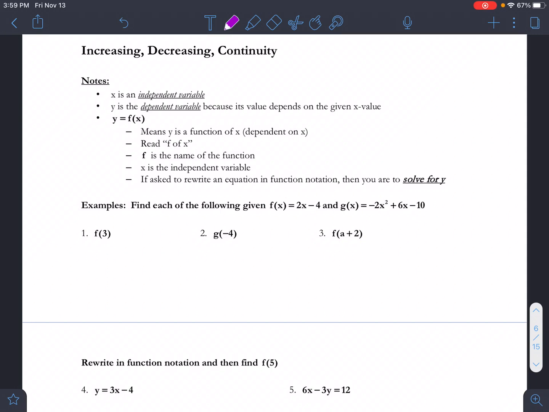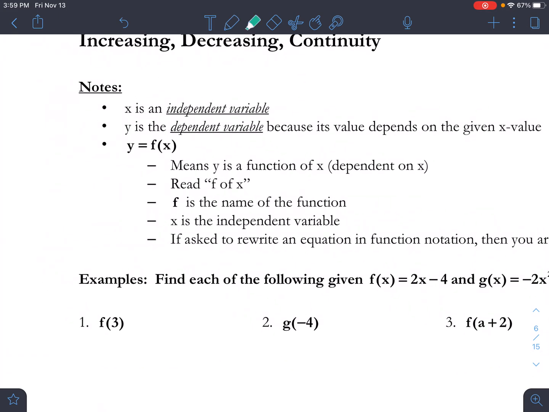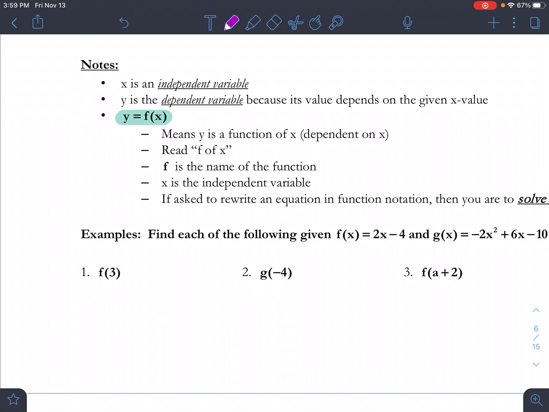Hey everyone, so today we're going to talk about increasing, decreasing, and continuity. So first of all, x and y, you guys know these, independent variable versus dependent. And we'll start using this function notation a little more often here. Y equals f of x, they're the same thing in a sense. F of x means a function with x as the independent variable. So f of x, a function of x.